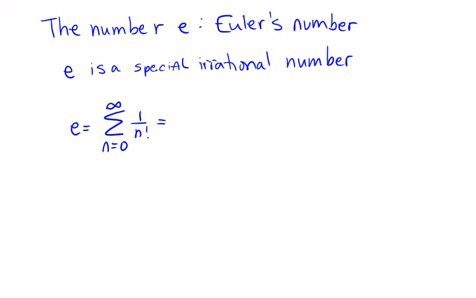Hello, today's video is on the number e. Yes, we are talking about the number e, not the letter e. The number e is also called Euler's number. So even though it looks like Euler's, it is pronounced Euler.